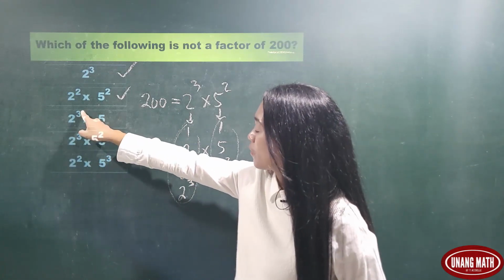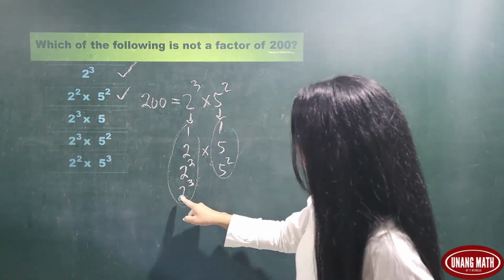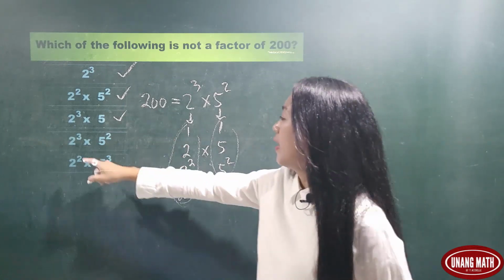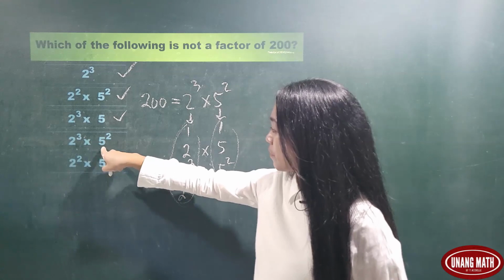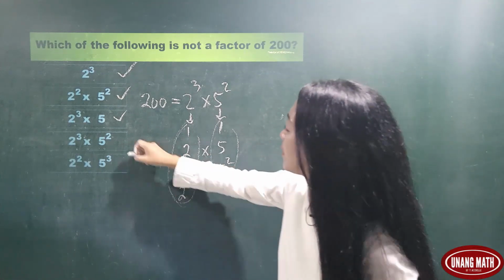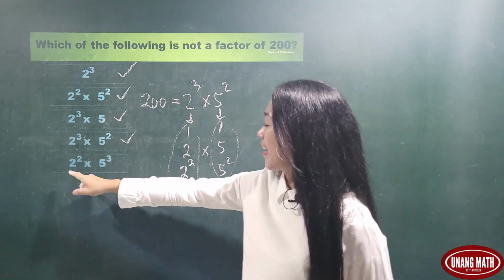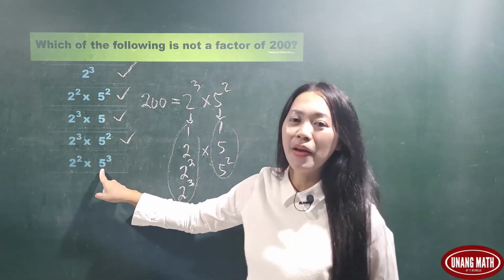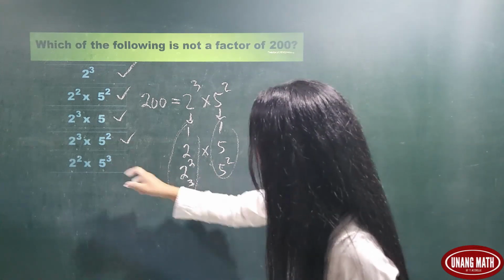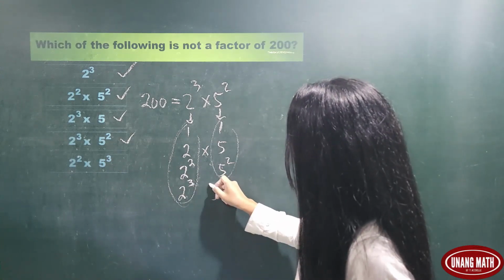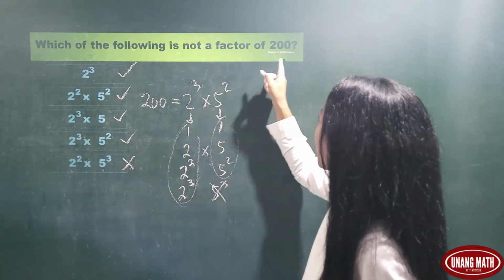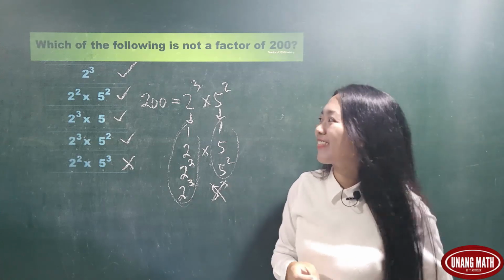How about 2 raised to the power of 3 times 5? So this is also correct. 2 raised to the power of 3 times 5 squared. So this is also correct. Next, 2 squared times 5 raised to the power of 3. Okay, we don't have 5 raised to the power of 3. So this is not a factor of 200.